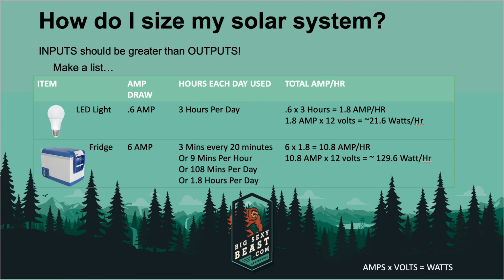There's some other considerations, like lead acid batteries. You should only use 50% of the rated capacity. So if it's a 100 amp hour battery, you should only use 50 amp hours of that. But again, if you have questions about that, throw them in the comments below.